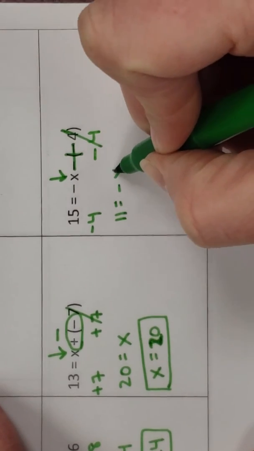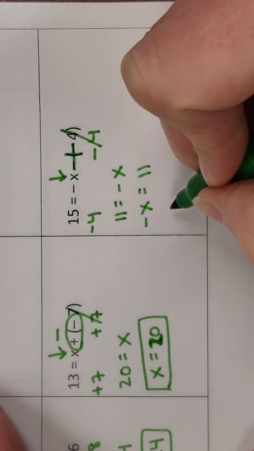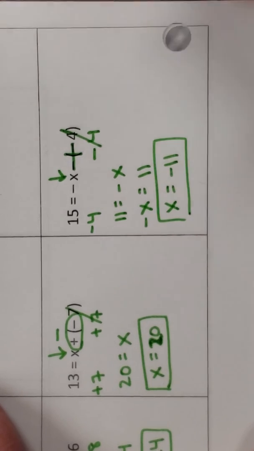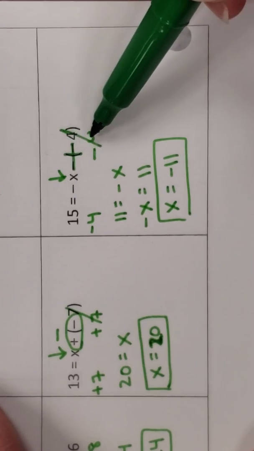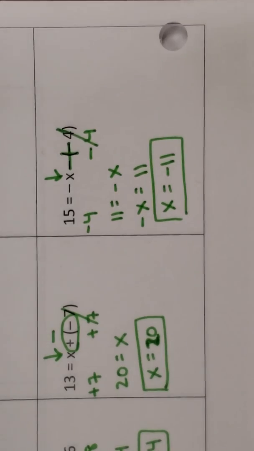11 is negative x. No, wait, negative x is 11 because the variable comes first. But no, wait, positive x is negative 11 because the solution must always be a positive x. And I can check it. A negative 11 is 11 plus 4 is 15. Oh boy. Okay, again, if you need to go back and watch that again, you absolutely can, if that was not a review for you.